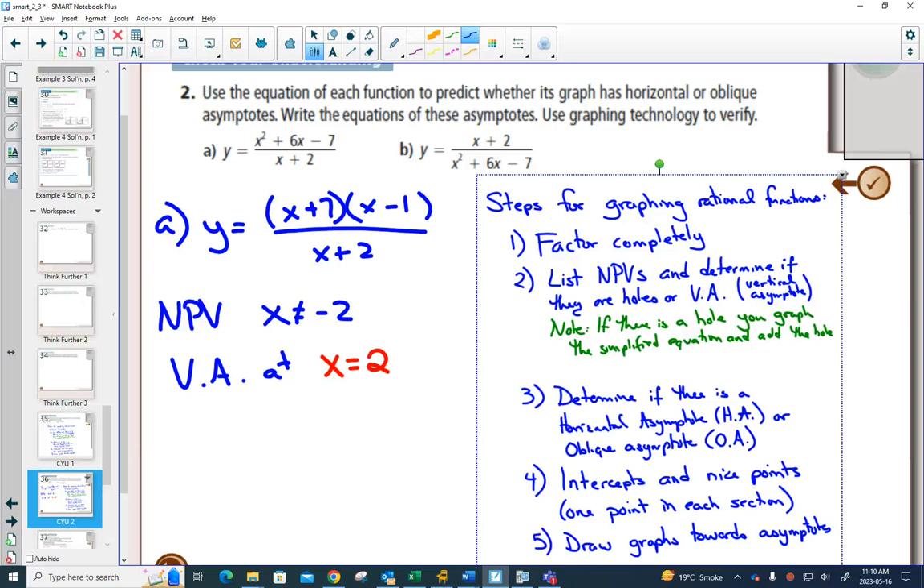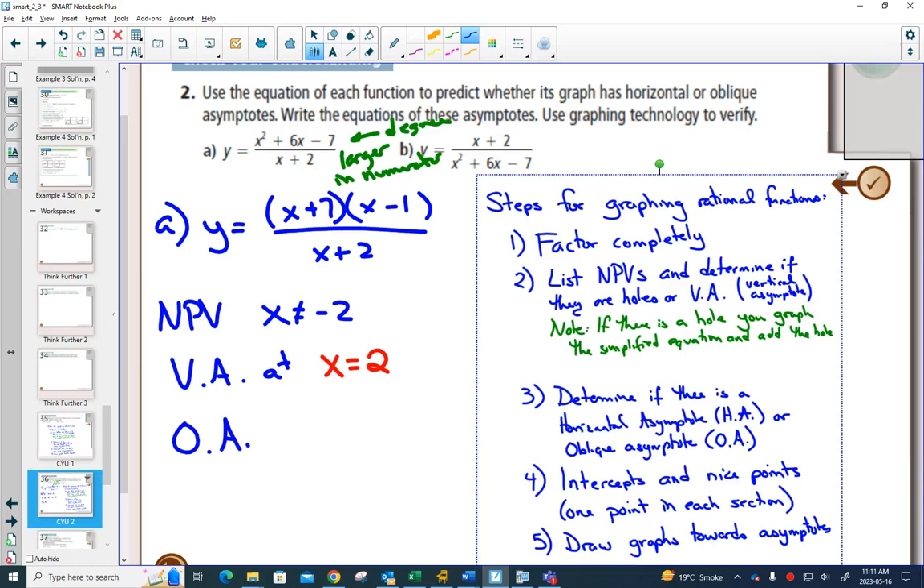Next, we have to decide if there is going to be an oblique asymptote or a horizontal asymptote. And there were 3 situations. Either the degree is bigger on the top, the degrees are the same, or the degree is bigger on the bottom. Those are your 3 situations. In this one, the degree is larger in the numerator. So if it's larger in the numerator and things didn't simplify, this is the situation where you have an oblique asymptote.